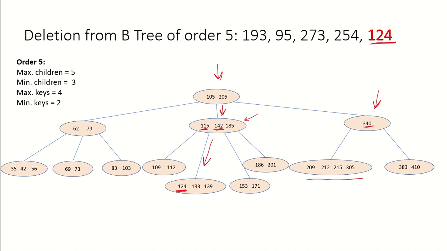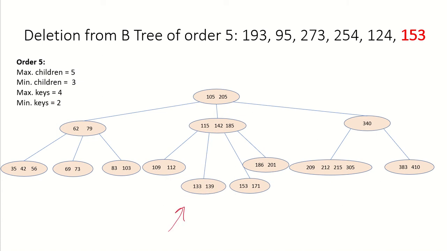Again this is a leaf node. What do we need to check when we are having a leaf node? Whether the leaf node is having more than minimum number of keys or not. As you can see over here, this leaf node is having more than minimum number of keys. Minimum number of keys is 2. This is having 3. That means 124 can be deleted directly without doing anything else. So in that case, the property of B tree will not be violated and we will just be left with 133 and 139. So this is the new structure of the B tree now. 124 has been deleted and 133 and 139 are left in this node.